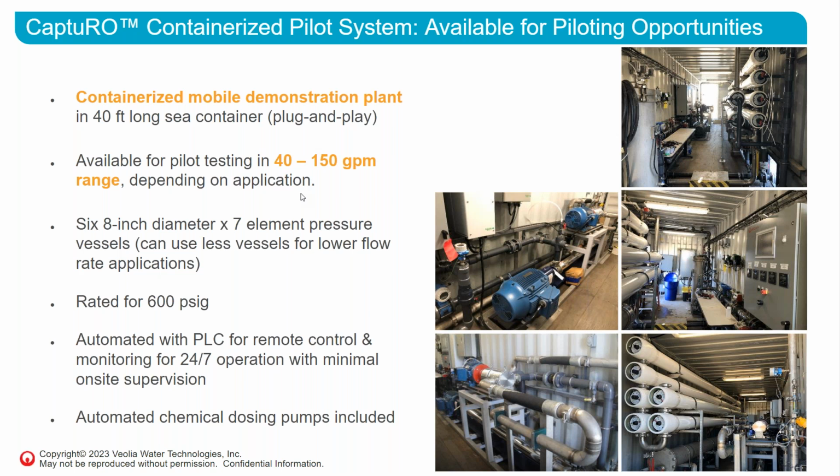use similar process conditions, like similar flux, similar cross flow, to see how this resists the fouling nature of a given water we're treating. So this has 6 8-inch diameter vessels, each with 7 elements in there, although if needed, we can use some dummy elements if we don't need all 7. And it's rated for 600 PSI, and it has an automated PLC for remote control and monitoring 24/7 for minimal on-site supervision, and it even has the chemical dosing pumps included.